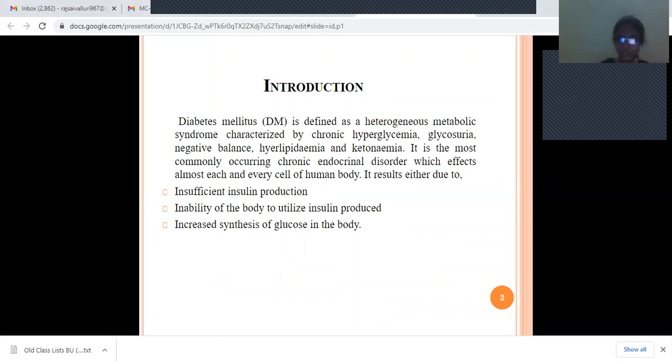So what does diabetes mellitus mean? It is a common type of disorder that can be seen in any people. Nowadays we can see this disease not only in elderly, old age people but also in young people, and some children are even born with diabetes. It may be due to insufficient insulin production, or the body cannot utilize the insulin.